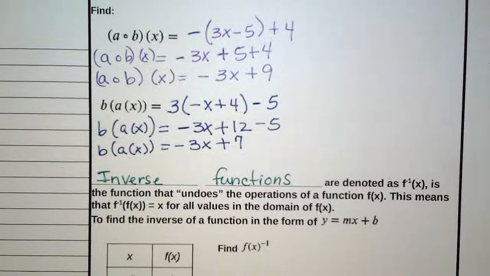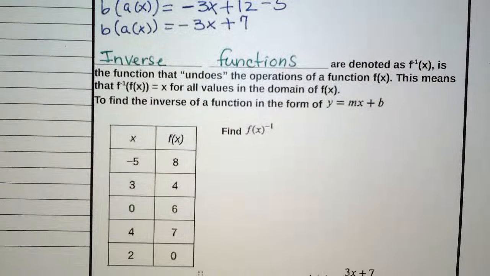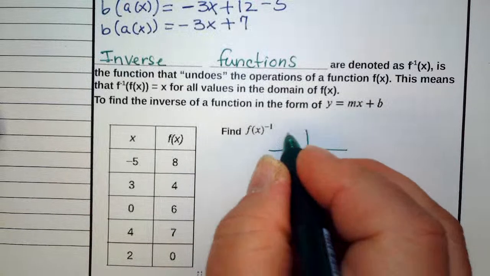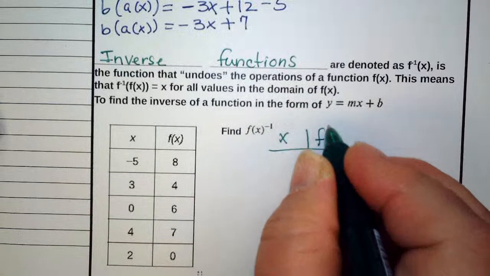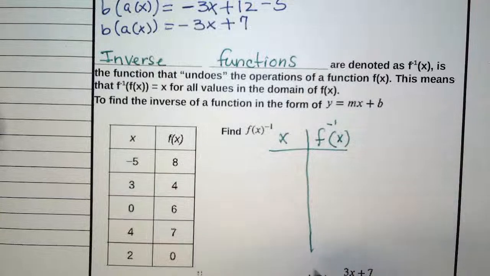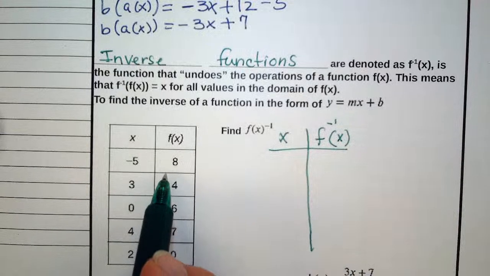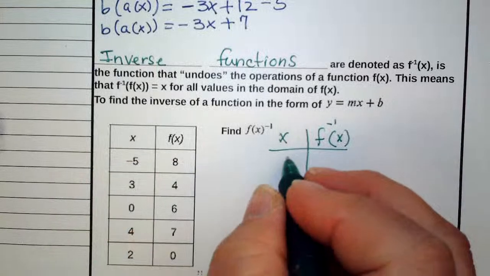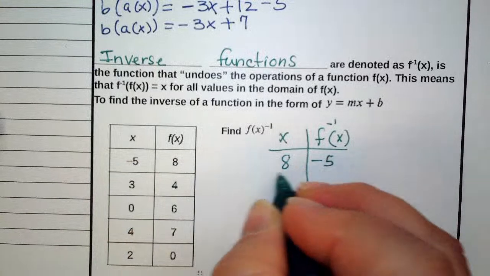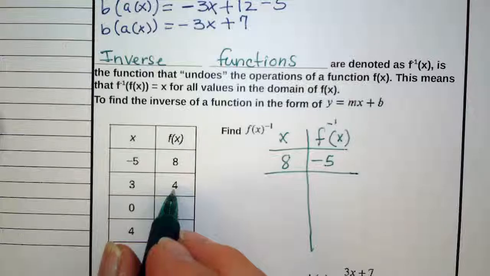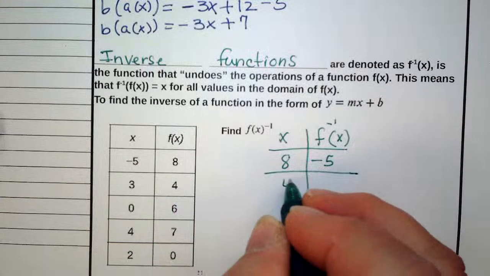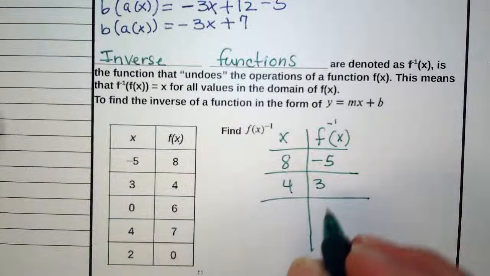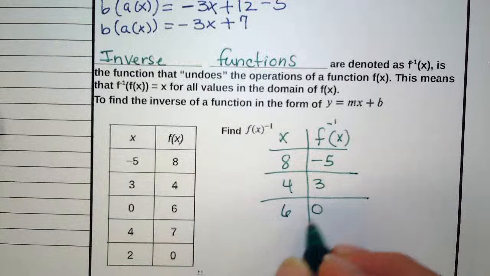So let's start with a table. A table is really simple. So I'm going to make my table here. This is going to be x, and this is going to be f inverse of x. All I do is switch them around. So instead of negative 5, 8, it becomes 8, negative 5. Instead of 3, 4, it becomes 4, 3. Instead of 0, 6, it becomes 6, 0.